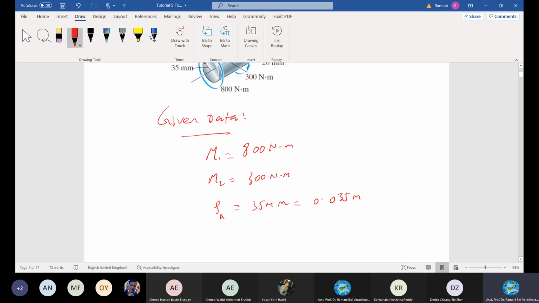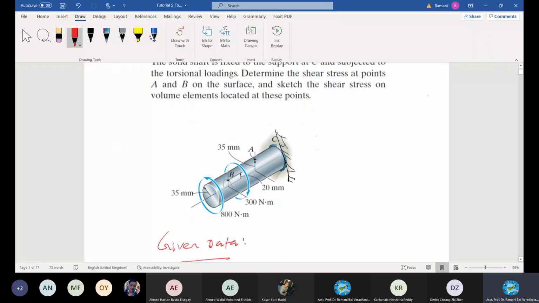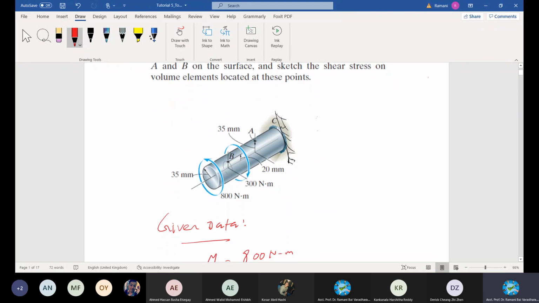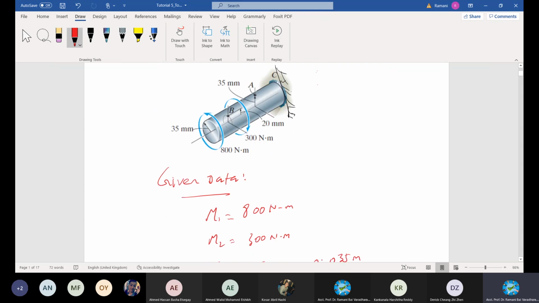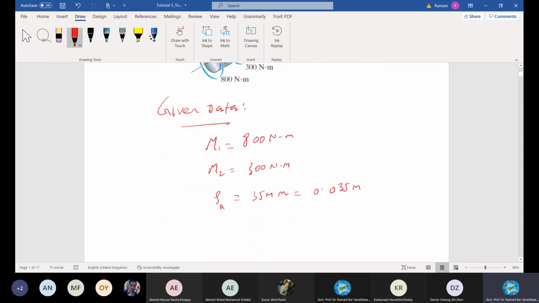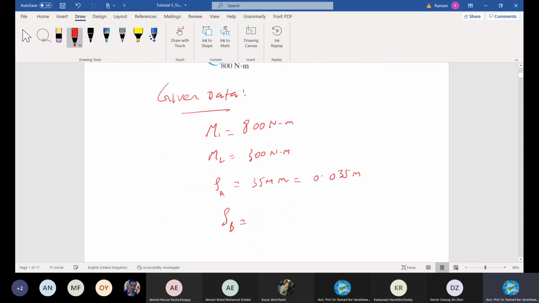And then another one is at 20, at B. Point A is at 35 mm, exactly at the radius. The other one is at 20 mm. Rho B, at point B, is at 20 mm or otherwise 0.02 meter.